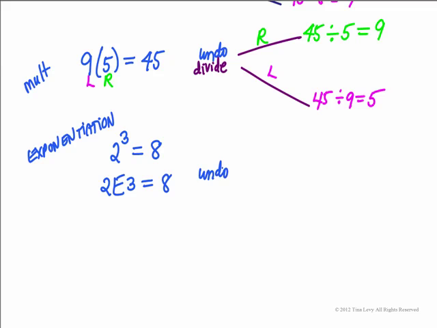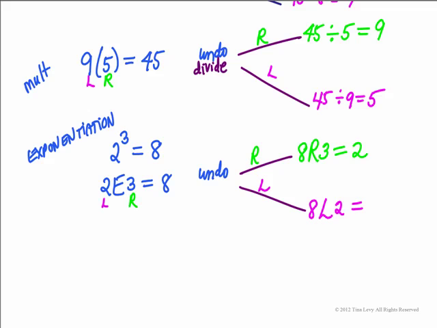I am going to undo this exponential equation, and we're going to undo it two different ways. If we look at this, and this is just another way of saying 2 to the third, 3 is on the right. So if I'm going to undo this on the right, it's 8. Now I'm not sure yet what the operation is, so I'm going to call it the operation R, undoing that on the right: 8 R 3, and I get 2 as my answer. If I undo this on the left, it's 8 L. I'll put L for that operation. I don't know yet what that is, but I know 2 is on the left, and I get 3 as my answer.